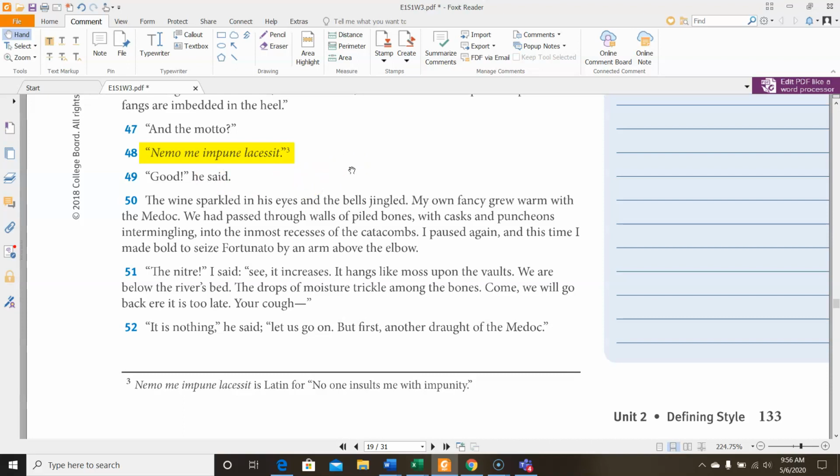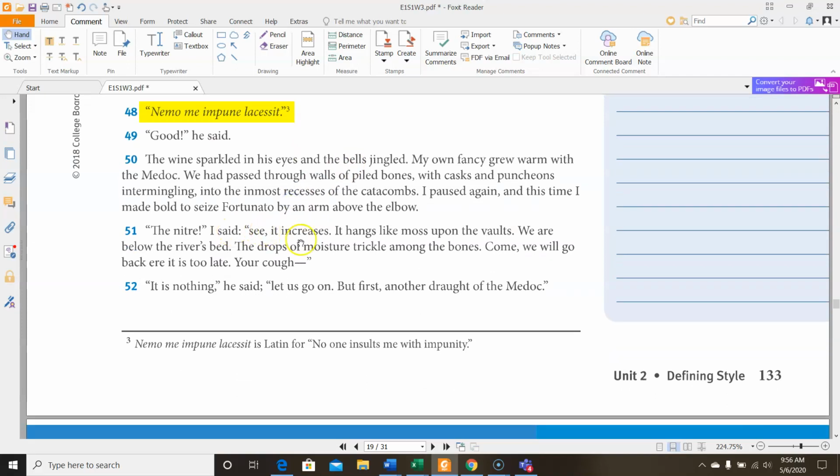We had passed through walls of piled bones, with casks and puncheons intermingling, into the inmost recesses of the catacombs. I paused again, and this time I made bold to seize Fortunato by an arm above the elbow. "The nitre," I said. "See, it increases. It hangs like moss upon the vaults. We are below the river's bed. The drops of moisture trickle among the bones. Come. We will go back ere it is too late. Your cough." So here he gives him another opportunity to go back before it's too late, meaning before I kill you. "It is nothing," he said.